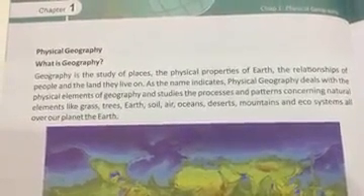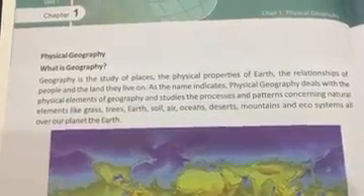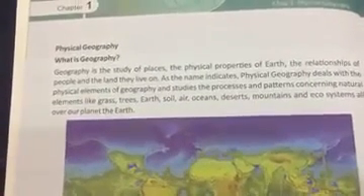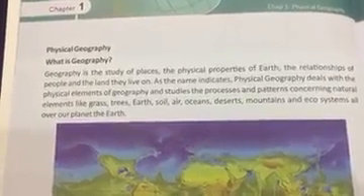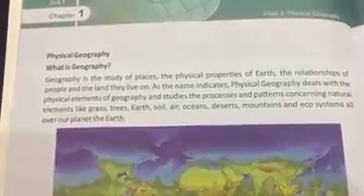So it deals with all the physical elements, and geography also studies how these physical features like mountains, plain regions and plateaus are made, and how they affect our environment, right? So all the natural elements are studied under geography.